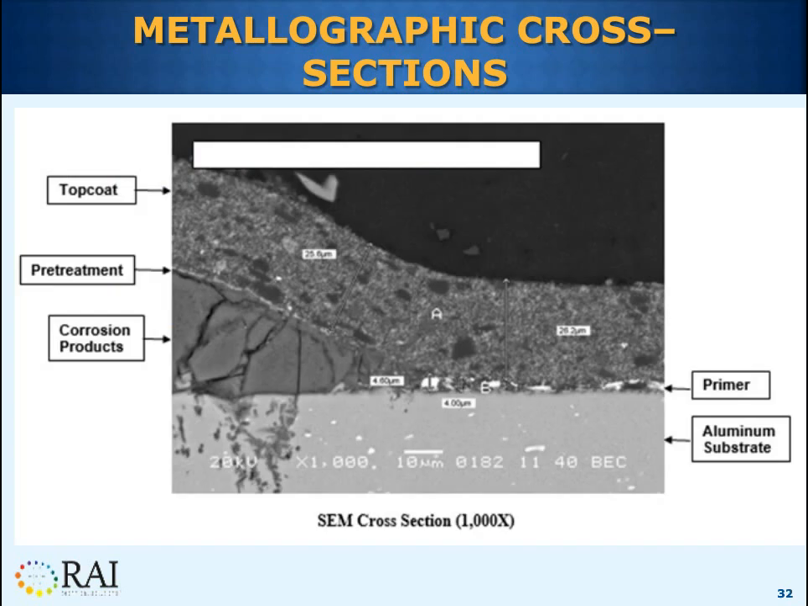Here's an example of my work. This is painted aluminum, which shows corrosion at the cut edge. The cut edge is shown on the left side of the micrograph. There you see the paint top coat identified, the pretreatment layer identified, and then under that the corrosion products identified. On the right side of the micrograph, you see the primer identified and the aluminum substrate identified.